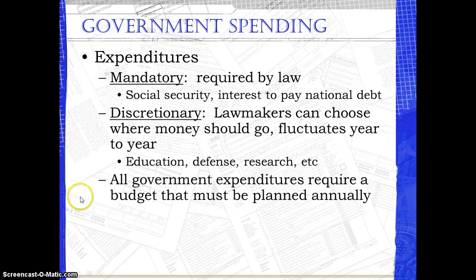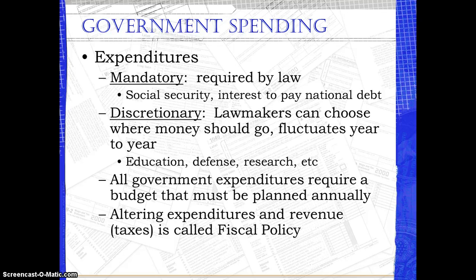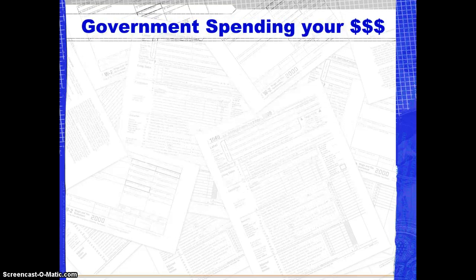All government expenditures require a budget that must be planned annually. The budget is created, again, from the last video, by the United States President and presented to Congress. Congress must approve that budget in order for it to become law and therefore be enacted. Altering expenditures and revenue taxes is called fiscal policy, which we went through in the last video.